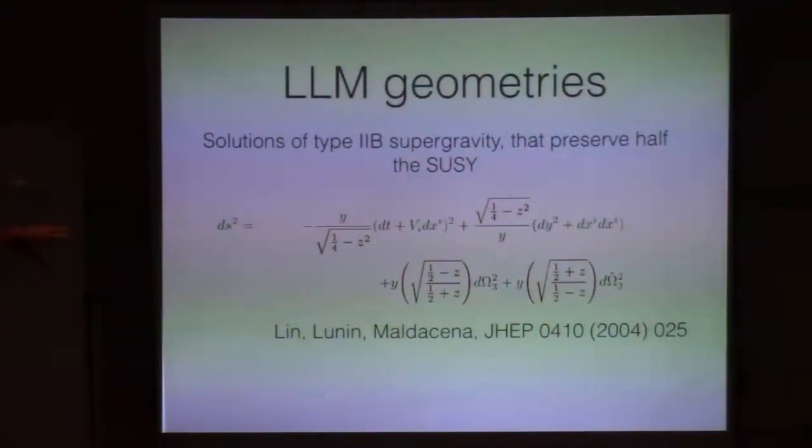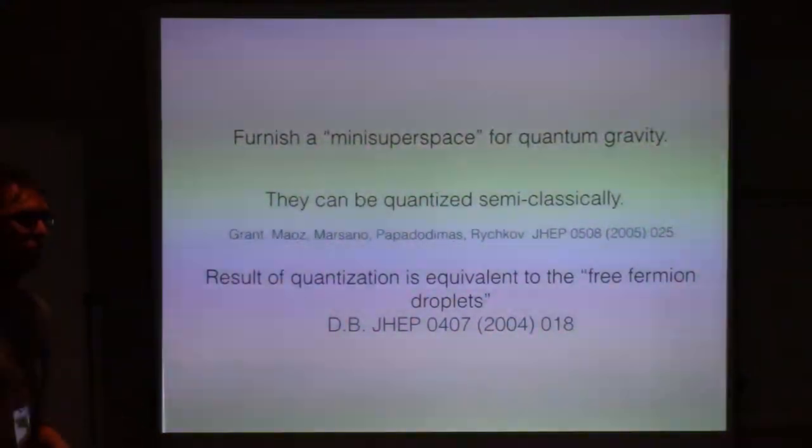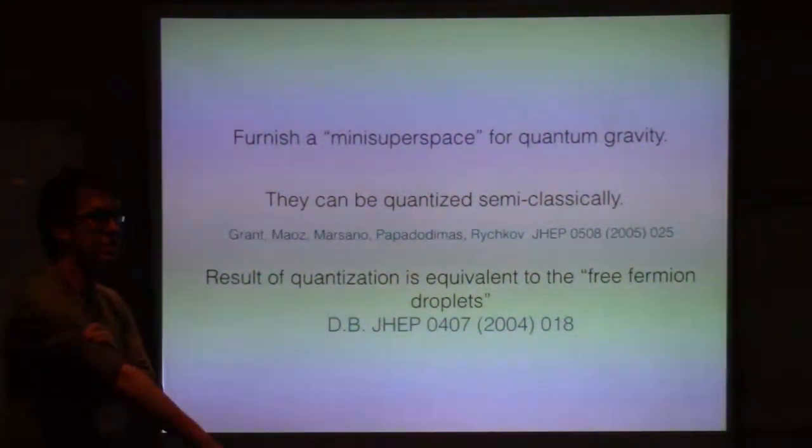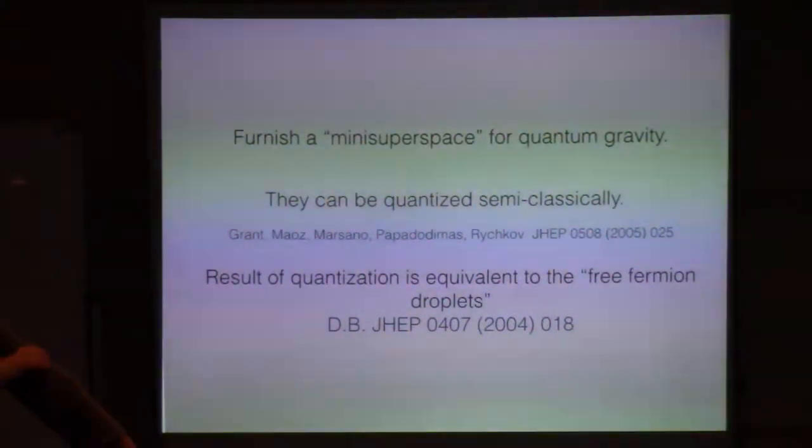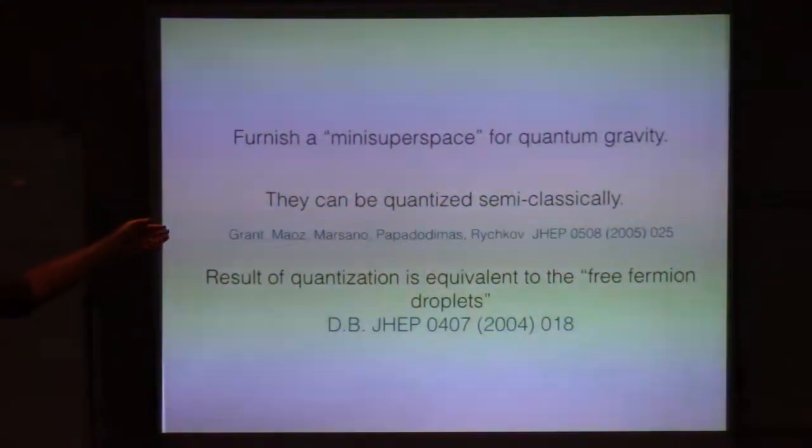So let me remind you what the things were. This is just to tell you that there are exact metrics and we can solve them. And there were also fluxes. The point is that these are classical solutions. If you have classical solutions, you can think of the Hilbert space made from the span of these classical solutions. You can think of them as a mini superspace for quantum gravity, in the sense that you have a set of states and you can do superpositions on them and they satisfy some equations. It's not the most general solution of supergravity, but a consistent set of solutions of supergravity.